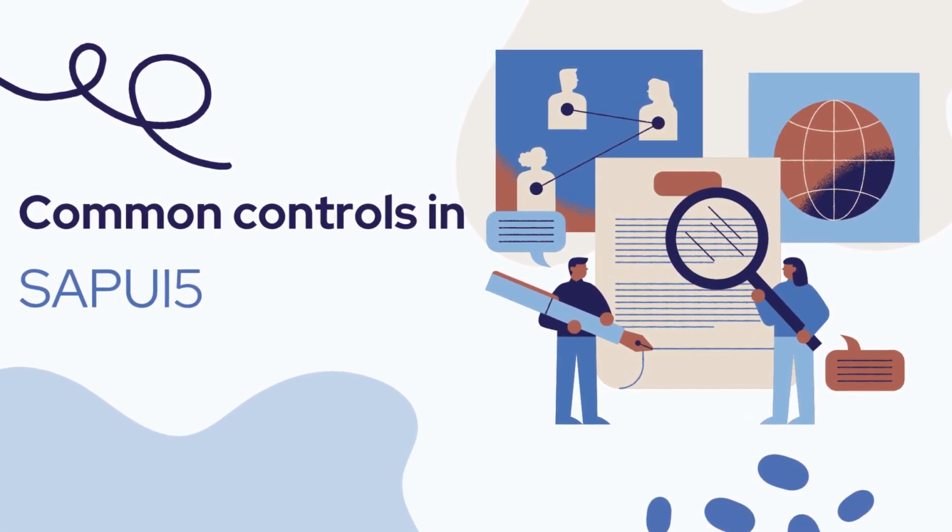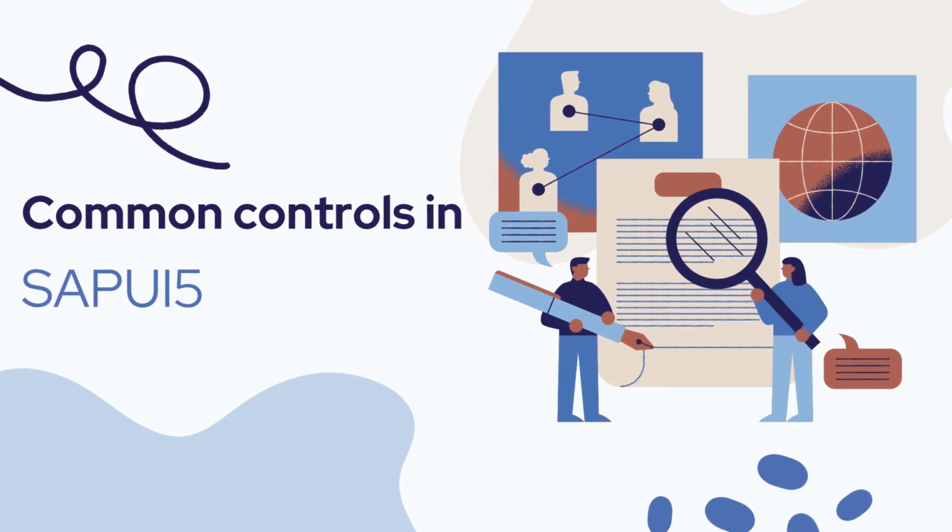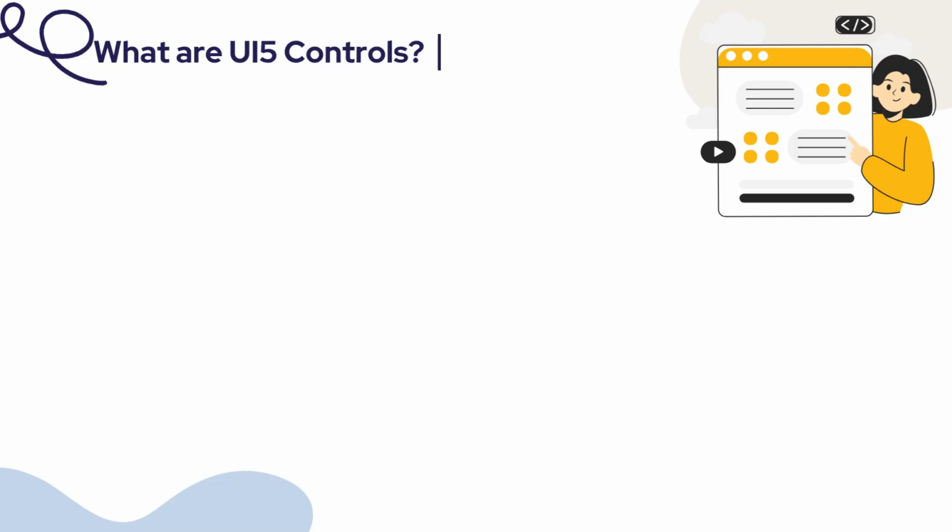In today's video, we'll look at some common SAP UI5 controls. These are ready-made UI elements that make building apps faster and easier. Basically, SAP UI5 gives you these controls so you don't have to code them from scratch.